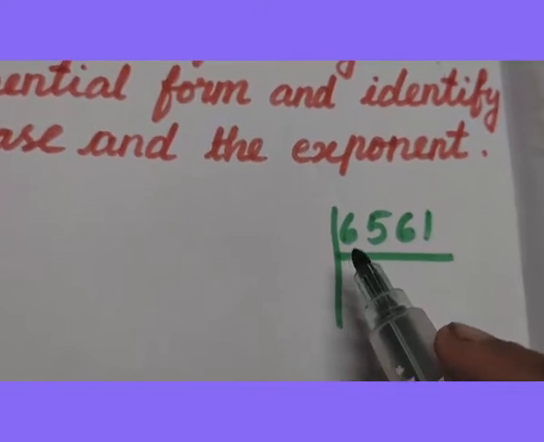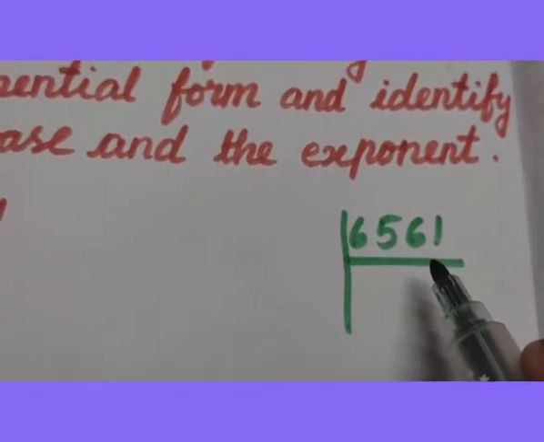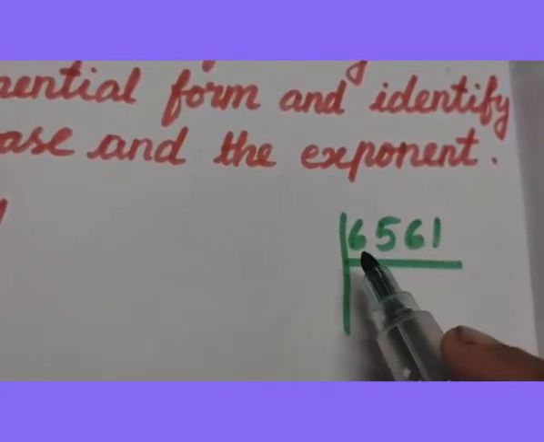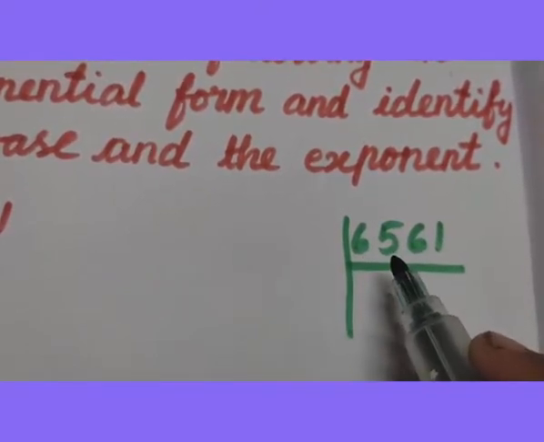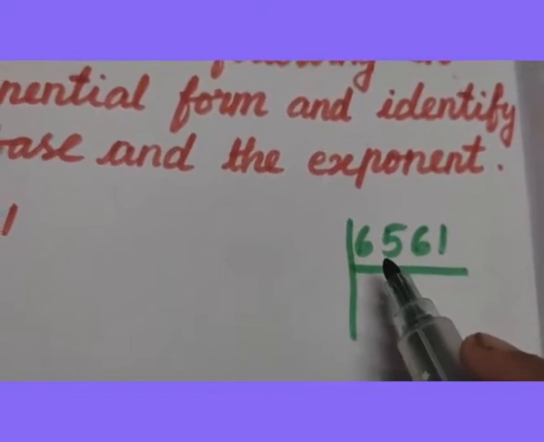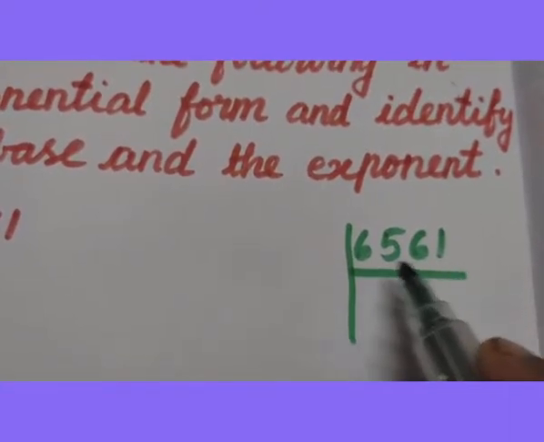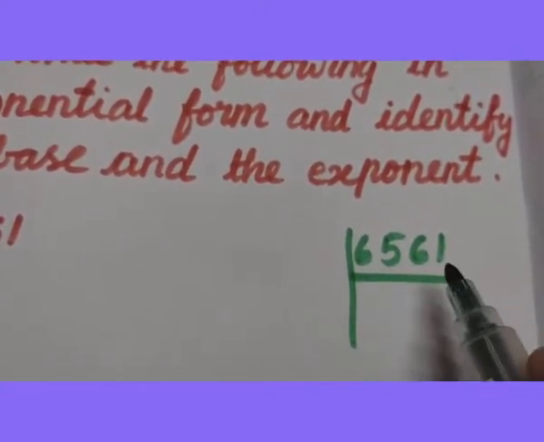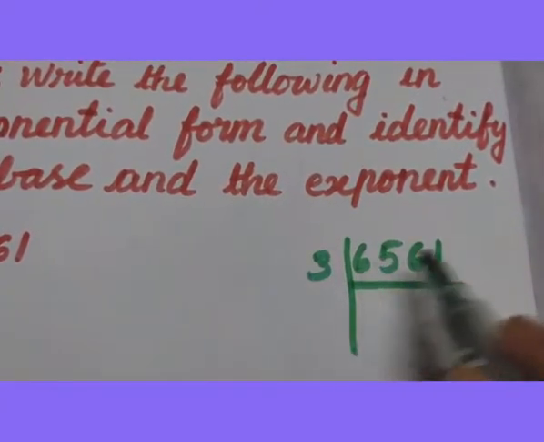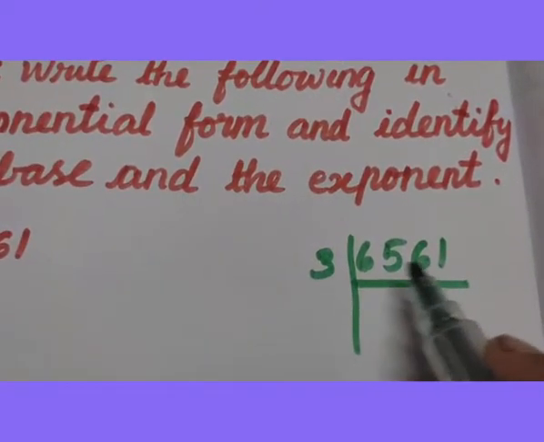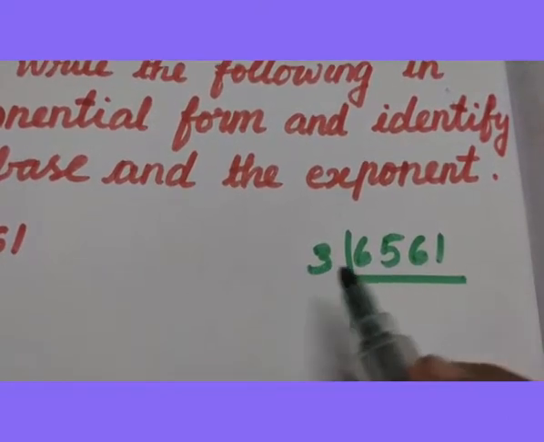First we have to check whether 6561 is divisible by 3 or not. Children, first we have to add the digits, then we can check whether it is divisible by 3. See, 6 plus 5, what is 6 plus 5? 11, is it not? 11 plus 6? 17. 17 plus 1? 18. The sum of the digits is 18. 18 is in the table of 3, is it not? So we can divide this number by 3. Take the sum of the digits; if the sum is in the table of 3, that number is divisible by 3.